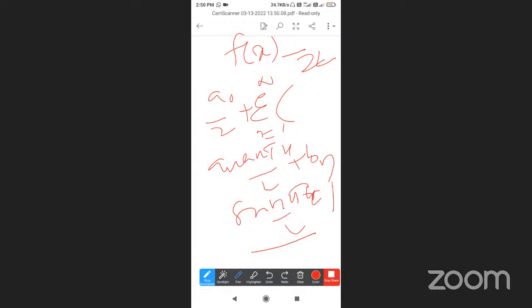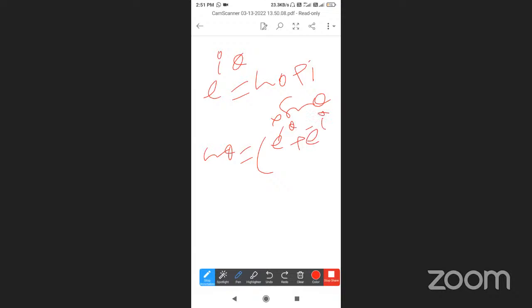This is the equation. For complex numbers, we already have Euler's theorem: e power of i theta is equal to cos theta plus i sin theta. So cos theta is equal to e power of i theta plus e power of minus i theta by 2, and sin theta is equal to 1 by 2i into e power of i theta minus e power of minus i theta. So this is the complex number form.